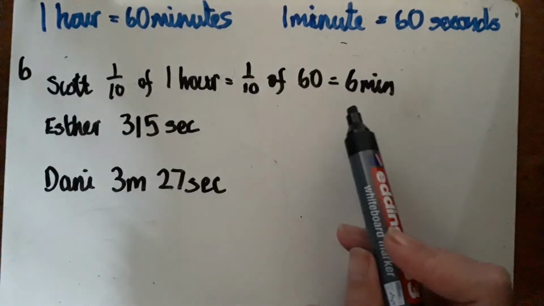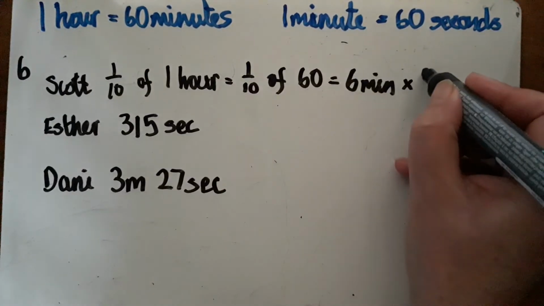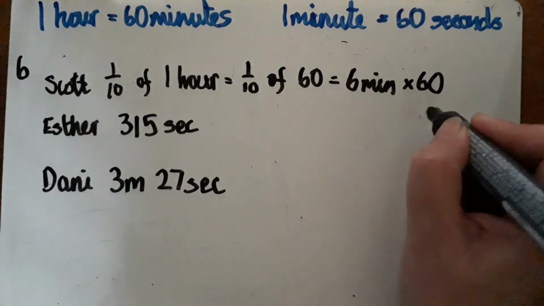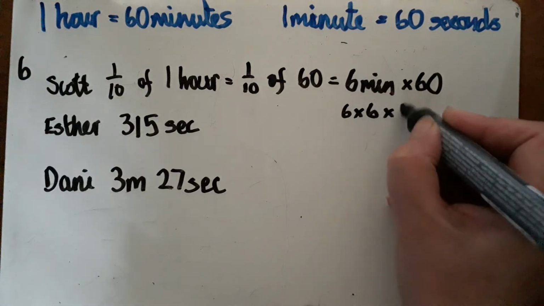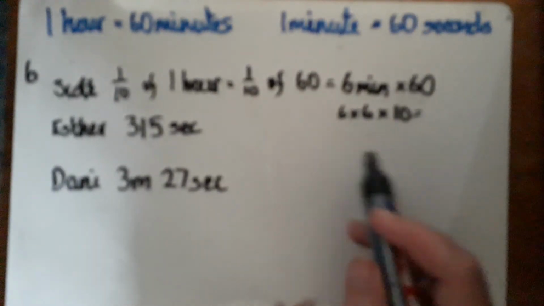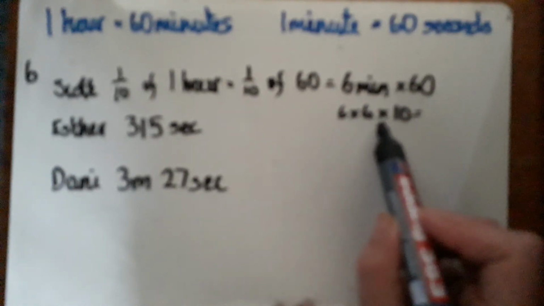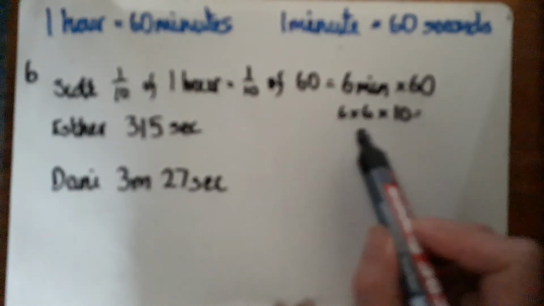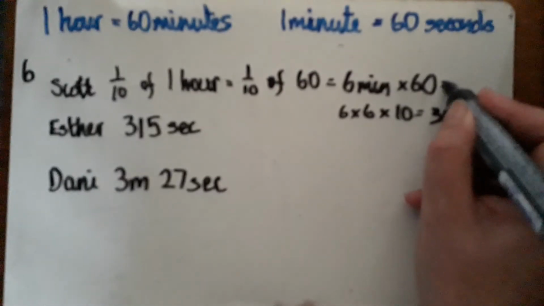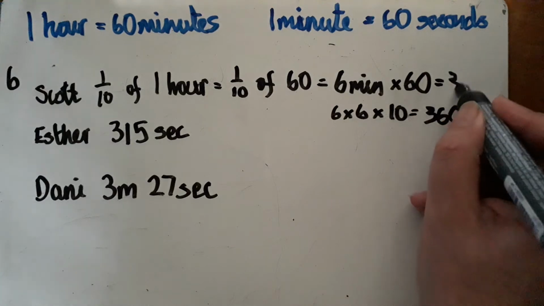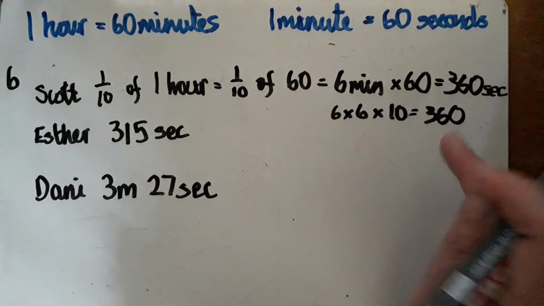And then I've got to convert those minutes into seconds. So I'm going to multiply that by 60. Okay, so that would be 6 times 6 times 10. All right, if you can't sort of get there straight away. So 6 times 6 is 36. Times it by 10, so it moves one place value up, is 360. Okay, so we know that Scott has taken 360 seconds.